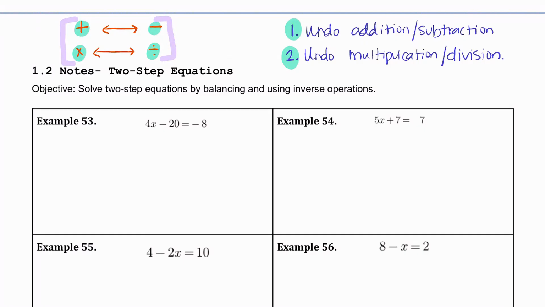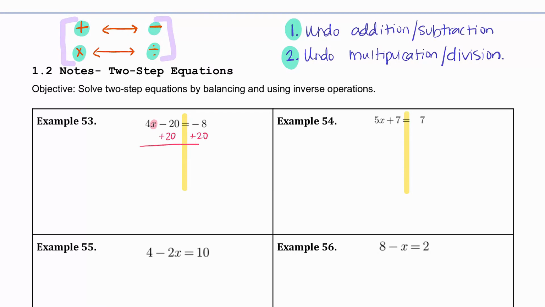multiplication or division. So looking at a couple examples here, again, I'm just going to draw a line down there just to keep my left side and right side straight. If that doesn't help you, don't feel the need to do it. We have 4x minus 20 equals negative 8. My ultimate goal is to isolate this x. Right now it's being multiplied by 4 and it's being subtracted by 20. So we're going to get rid of this minus 20 first.